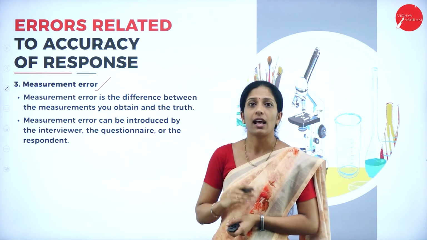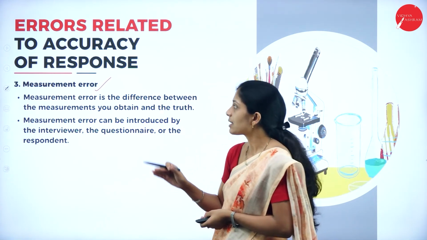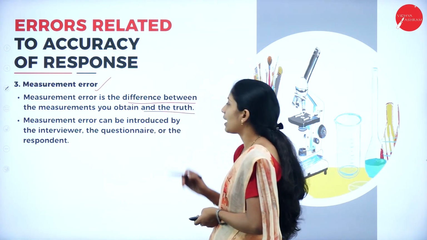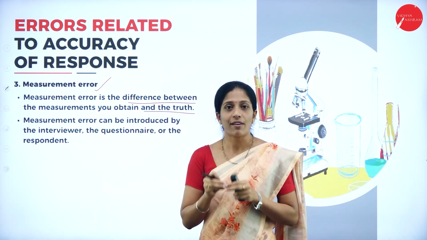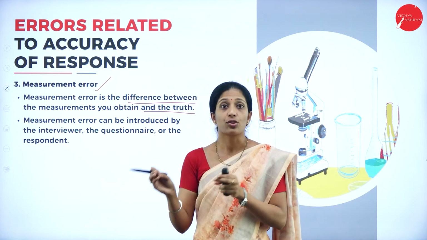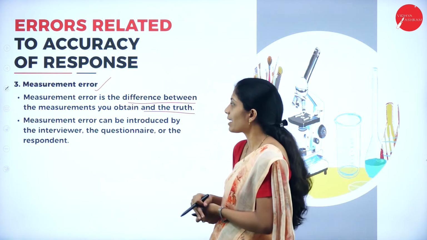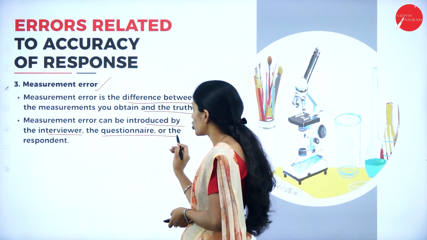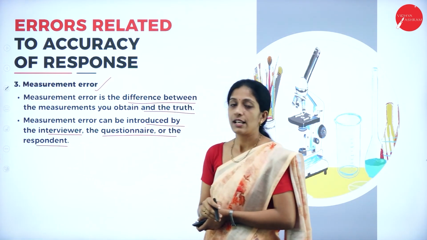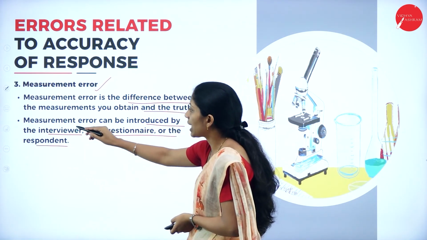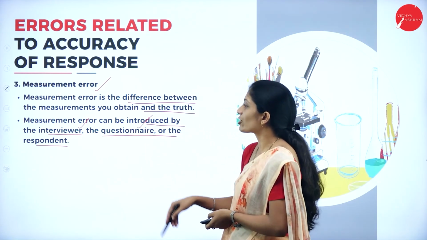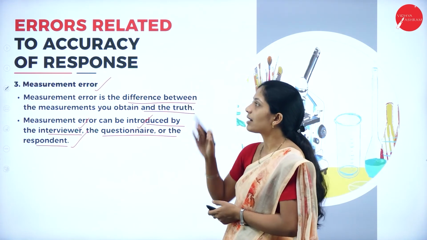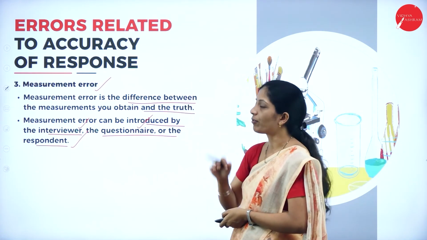Next one is measurement error. Now, measurement error can take place in many ways. Measurement error is a difference between the measurement you obtain and the truth. So what you have obtained and what is the actual truth, that difference is known as what? Measurement error. Measurement error can be introduced by the interviewer, the questionnaire, or by the respondent. So these are the various types of errors relating to accuracy of response.